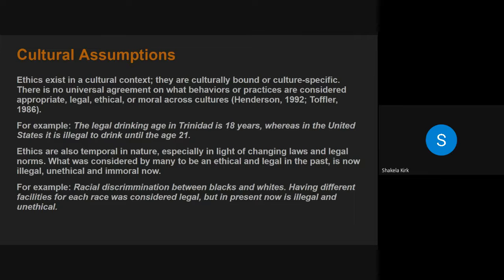Ethics are also temporal in nature, especially in the light of changing laws and legal norms. What was considered by many to be ethical and legal in the past is now illegal, unethical, and immoral. For example, racial discrimination between blacks and whites. Having different facilities for each race was considered legal, but is now illegal and unethical. It is said that morally good actions are based on moral laws that are universal because they bring together fundamental values such as truth, goodness, beauty, courage, and justice. These are values found in all cultures, although they may differ in terms of application.